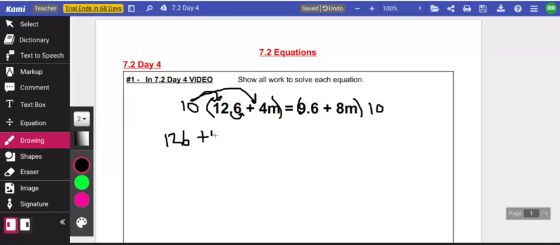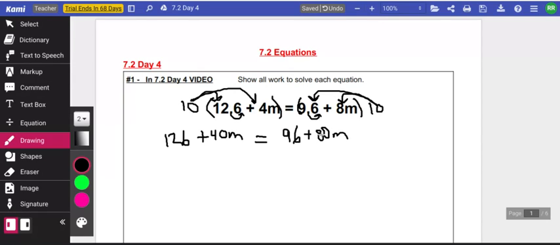10 times 9.6, multiplying by 10 is like moving the decimal one place to the right. And so 10 times 9.6 would be 96. And 10 times 8m is positive 80m. Okay, so now as you can see, I have all integer terms. There are no decimals. So I'm going to continue following the 5 steps to solve the equation.